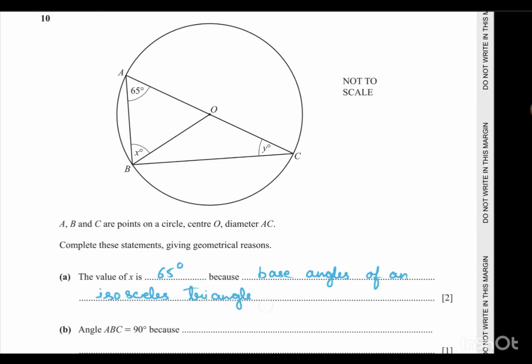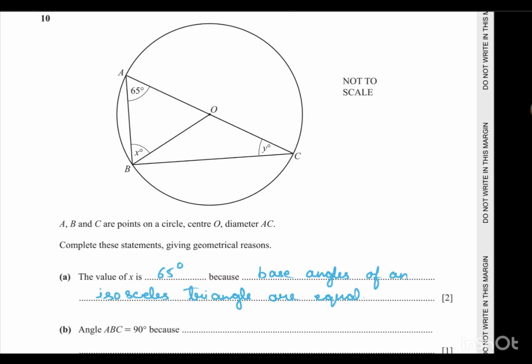Of an isosceles triangle are equal, because OA and OB are radii, so definitely these two sides will be equal, so it is an isosceles triangle. So if this angle is 65, then definitely x also will be 65. So that's why, using the isosceles triangle property, we have to write the answer here.